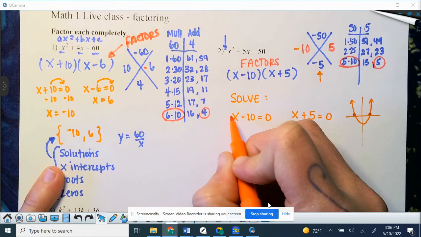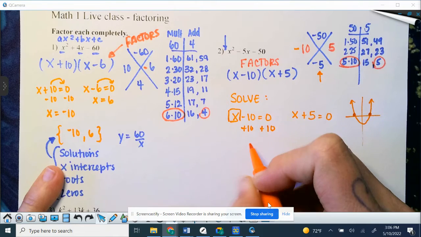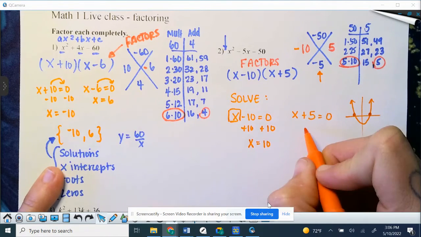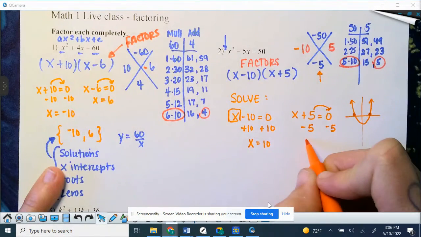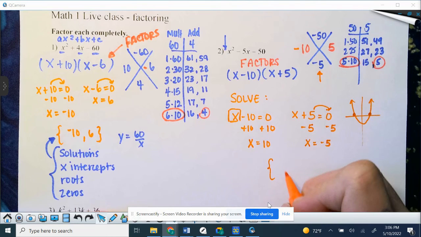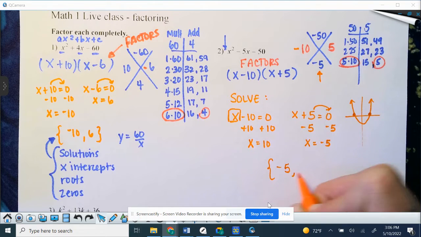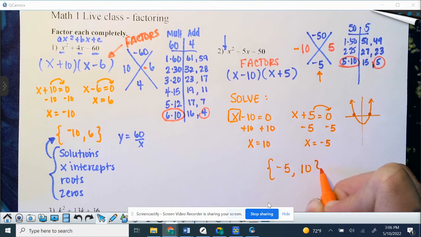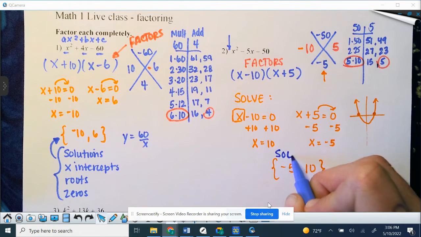So we're trying to get x by itself, so we're going to add 10. So x equals 10. Minus 5 across the equal mark, so we're taking the inverse. x equals negative 5. So the solutions, zeros, x-intercepts, roots, or the quadratic equation solved, the two numbers you can use are negative 5 and 10. So those are your solutions, right? Solutions, solutions, solutions.